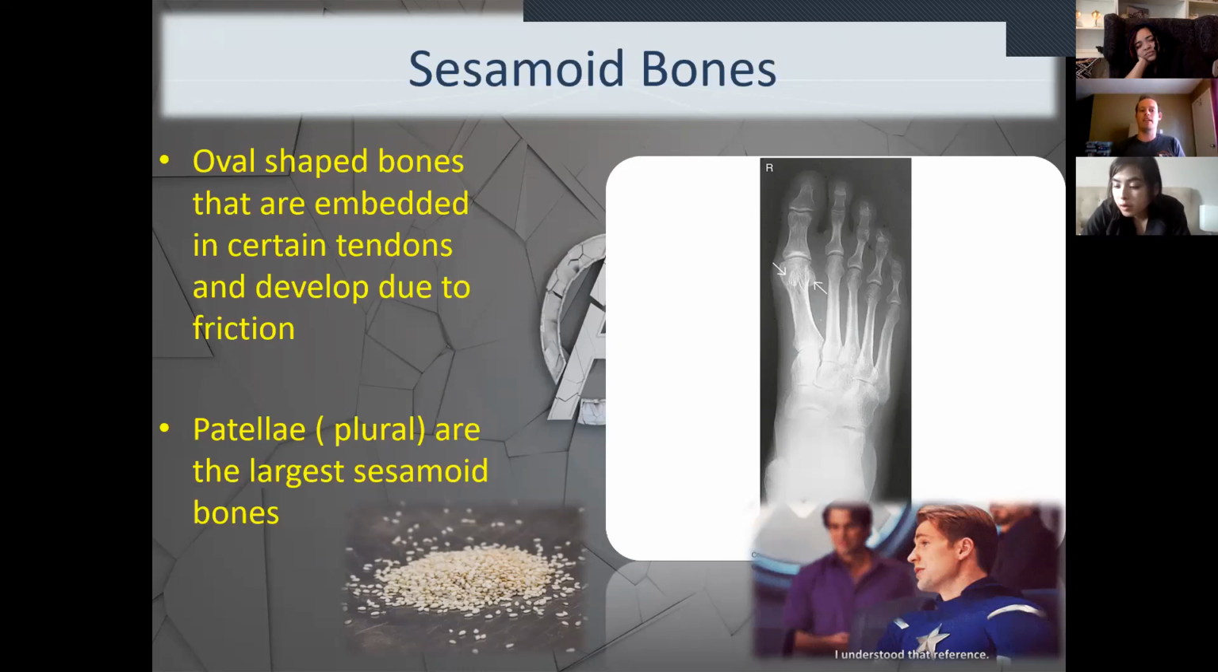To embed certain tendons, and they do always develop due to friction, where we have friction on the surfaces of our bodies. Key note, the patellae, the two kneecaps we have, are the largest sesamoid bones found in the human body. You don't want to forget that right there.